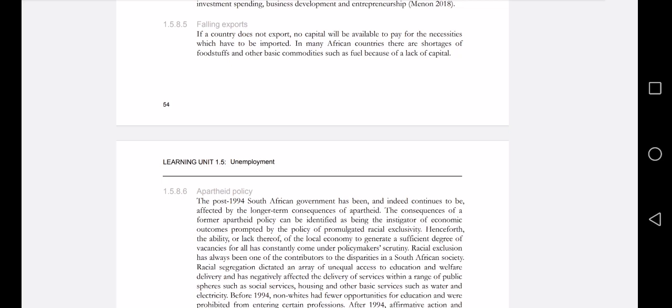Falling exports. If a country does not export, no capital will be available to pay for the necessities which have to be imported. In many African countries, there are shortages of foodstuffs and other basic commodities such as fuel because of lack of capital.